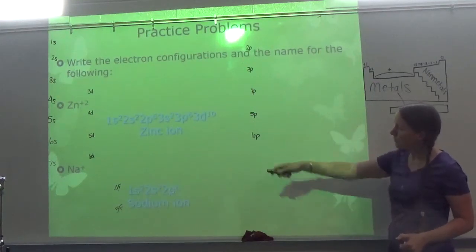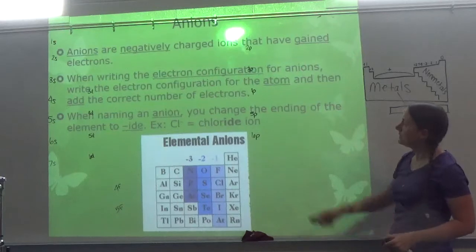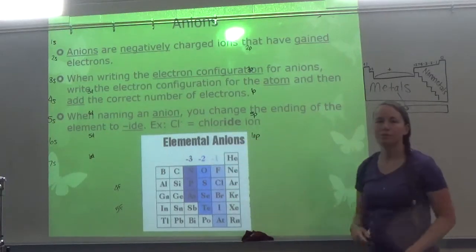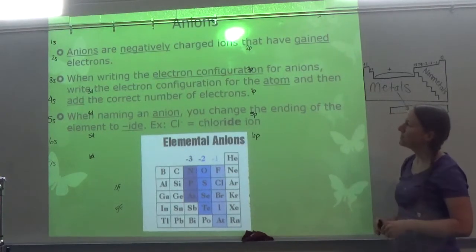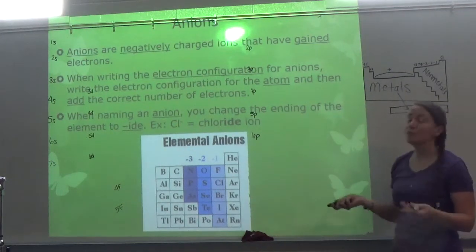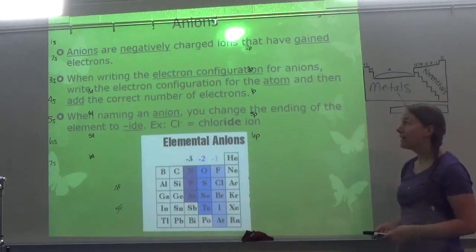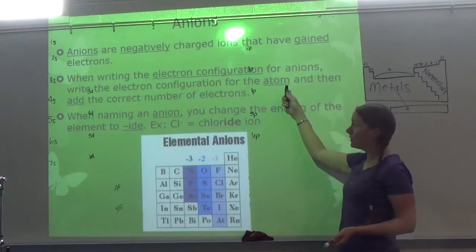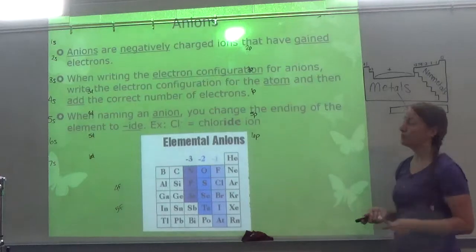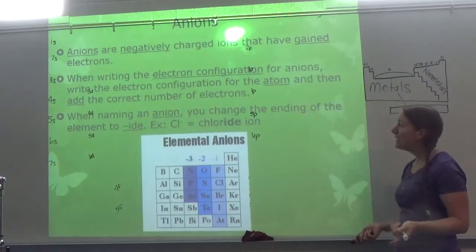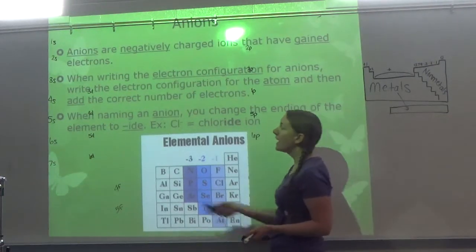And see, there's the 2 that we just did. Like I said, I'm just going to leave my little notes up there to save time. All right, so anions, on the other hand, are negatively charged, which means they have gained electrons. When you write the electron configuration for anions, you write it for the regular atom, and then you add the correct number of electrons. When you name an anion, you change the ending to -ide.